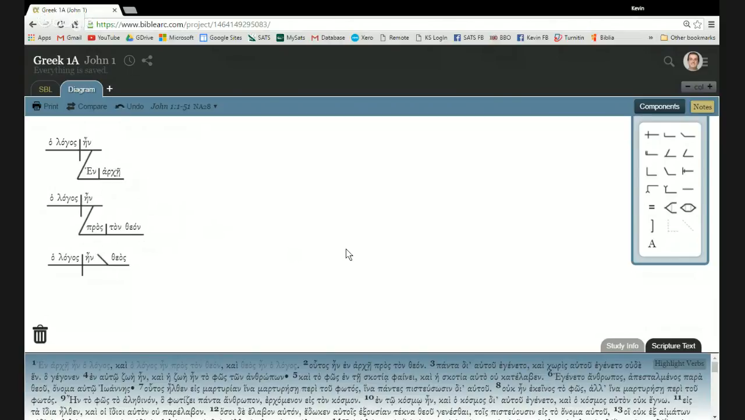Sorry, my reading was wrong. You did say it functions as a predicate. I should have said that. All right, so a predicate nominative will be a noun in the nominative case. Sometimes this would be an adjective, in which case it's called a predicate adjective.